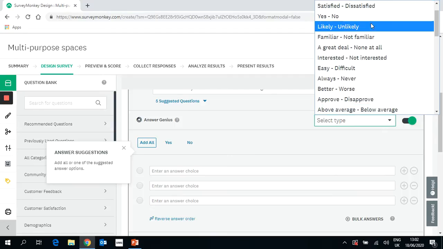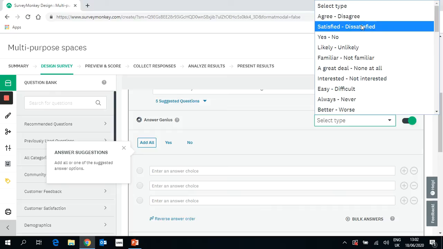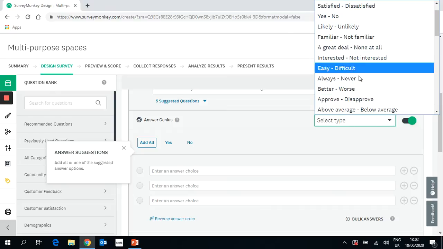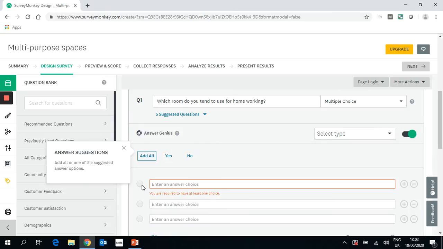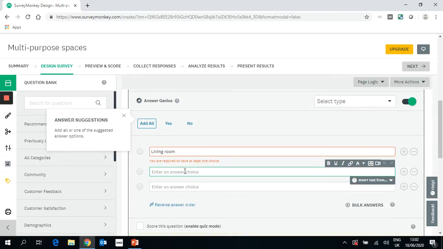Right, so you can do it. You can select general here, and none of those work for me because I want names of rooms. Okay. So I'm going to click this one and type living room. And I'm going to click in this one. Dining room.